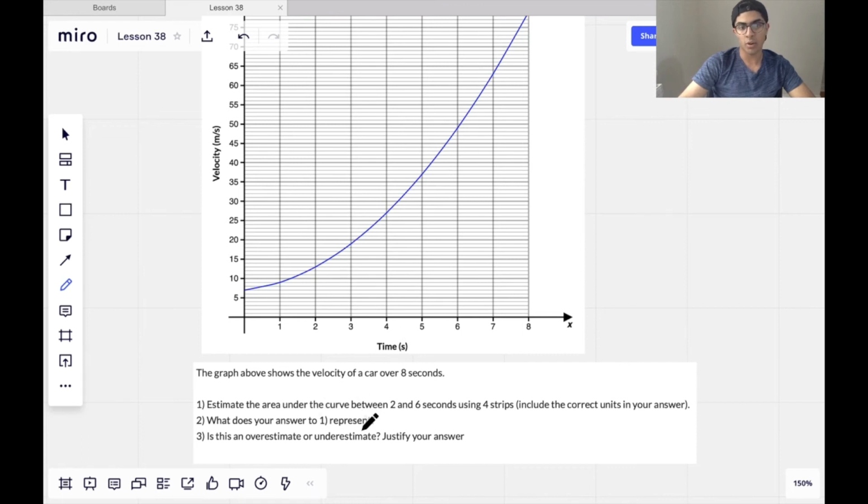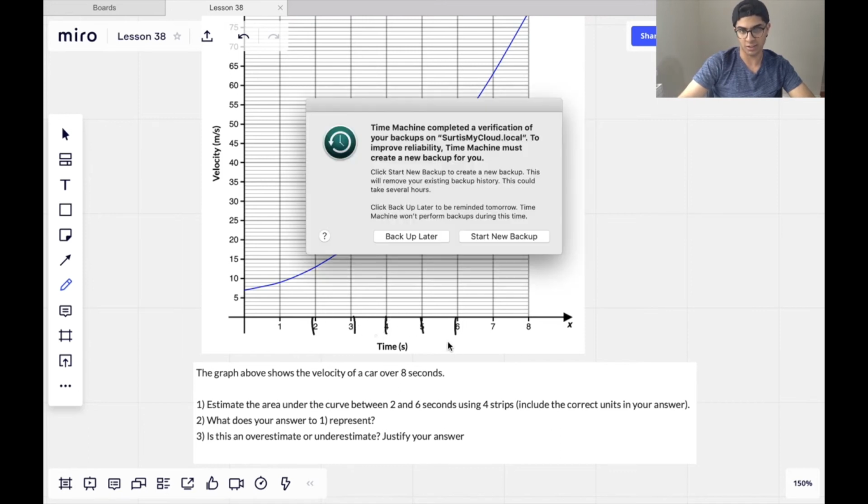Now it's asked us to estimate the area under the curve between 2 and 6 seconds using 4 strips. So if there's 2 and 6 and you need to use 4 strips, what you do is divide 2 to 6 into 4 equal parts. So this is 1 part, 2 parts, 3 parts, 4 parts.